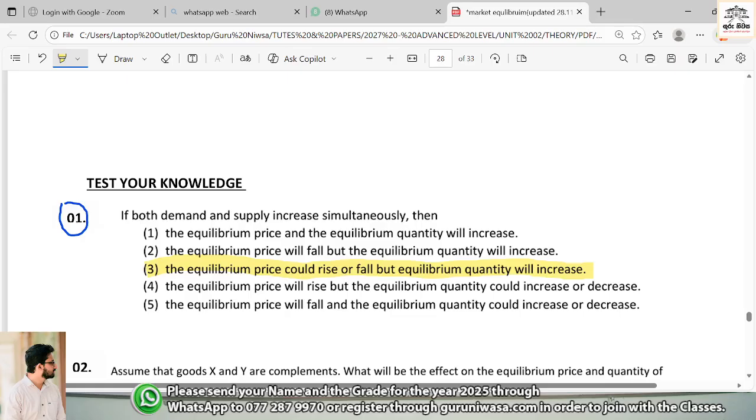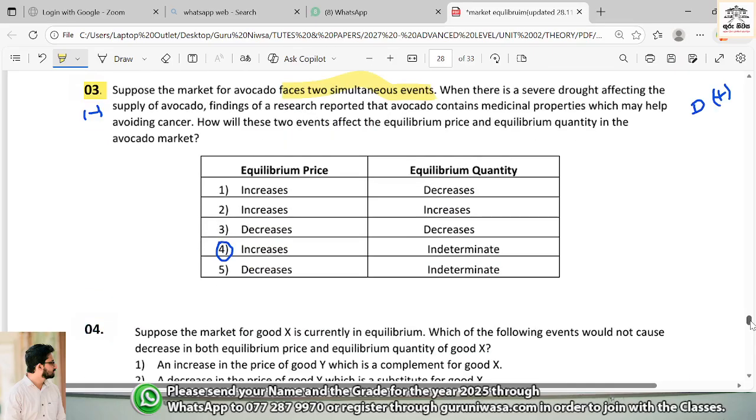Someone can argue that this answer is not 100% correct, but you need to choose the most appropriate answer. Equilibrium quantity definitely always increases, but equilibrium price can increase, decrease or remain unchanged. But the third answer has given that equilibrium price could rise or fall. Okay? Did you get the point? Any doubt? Clear, sir. Okay.